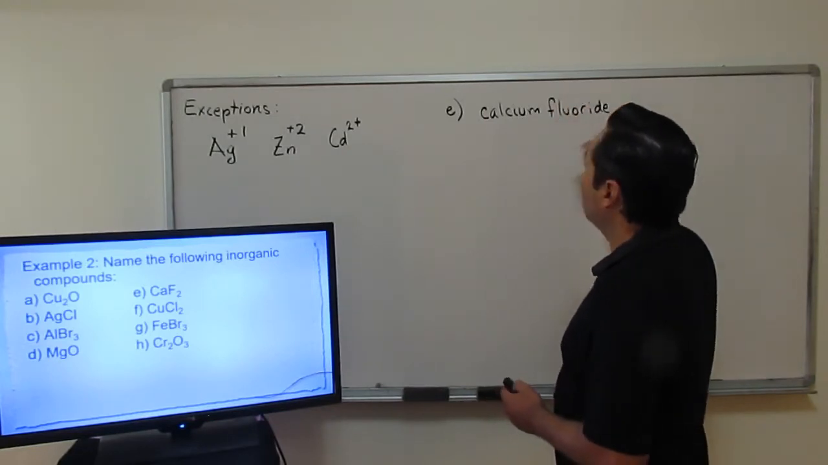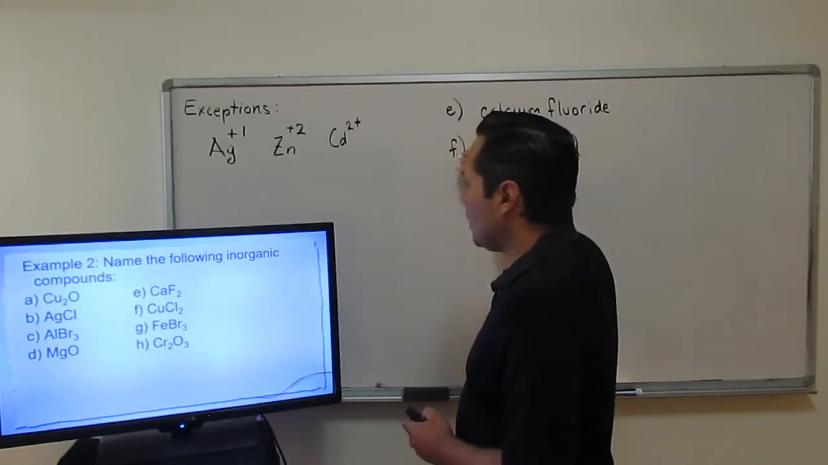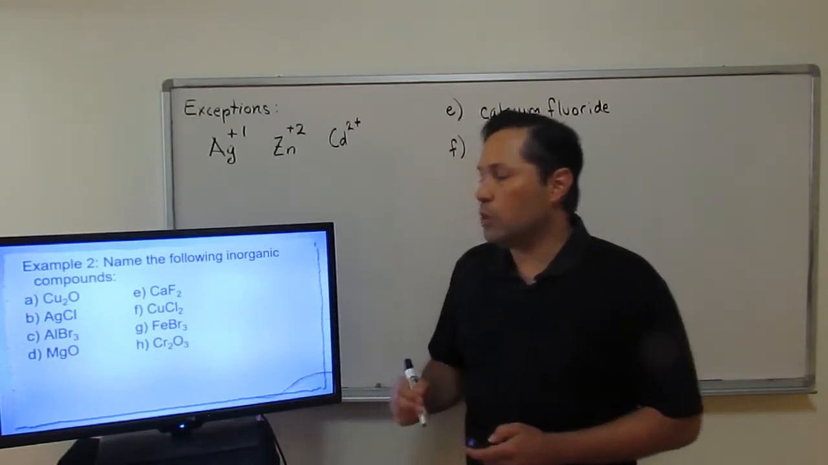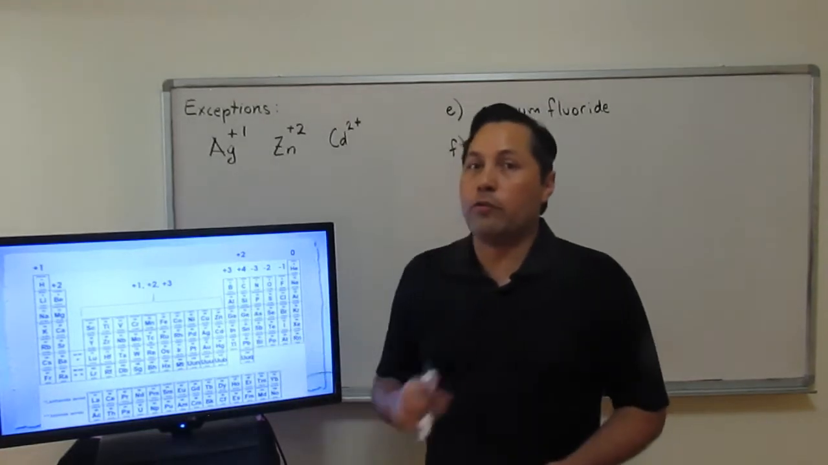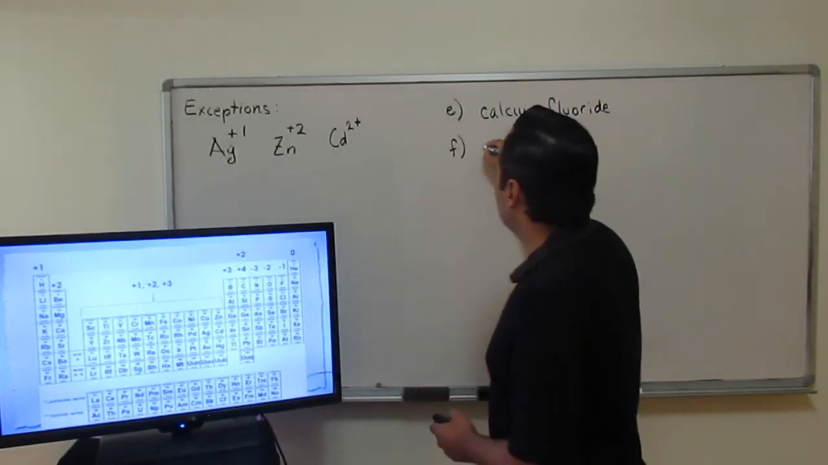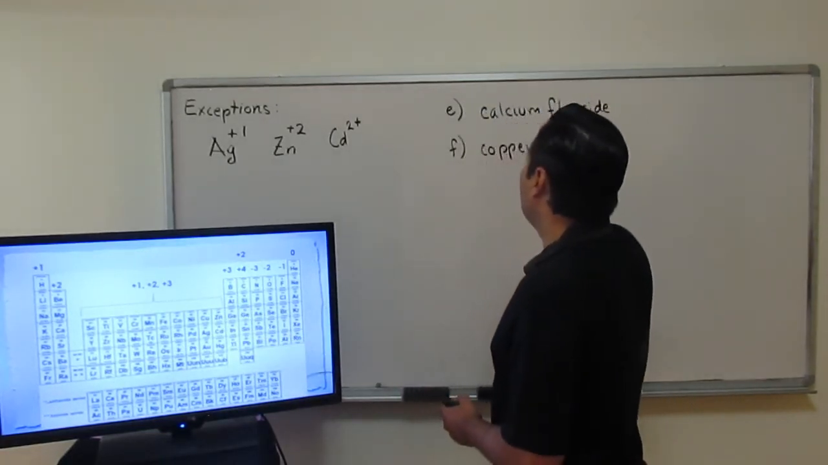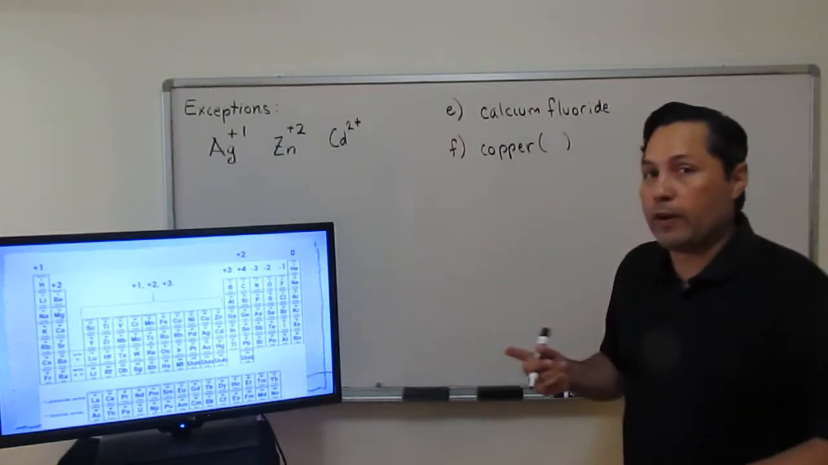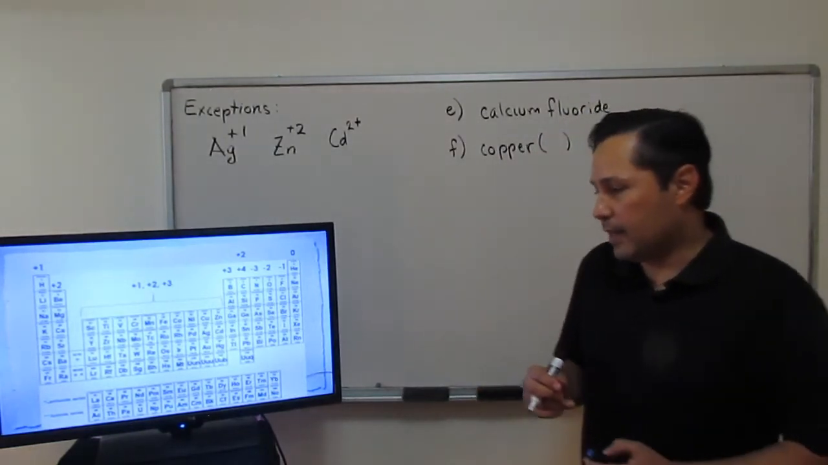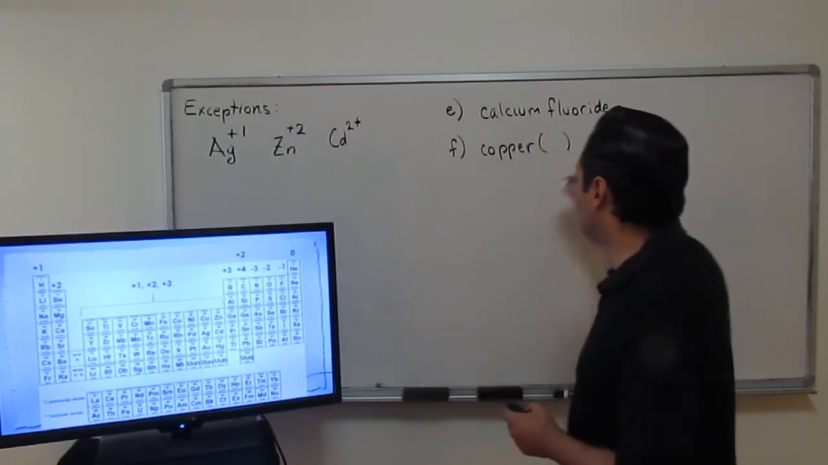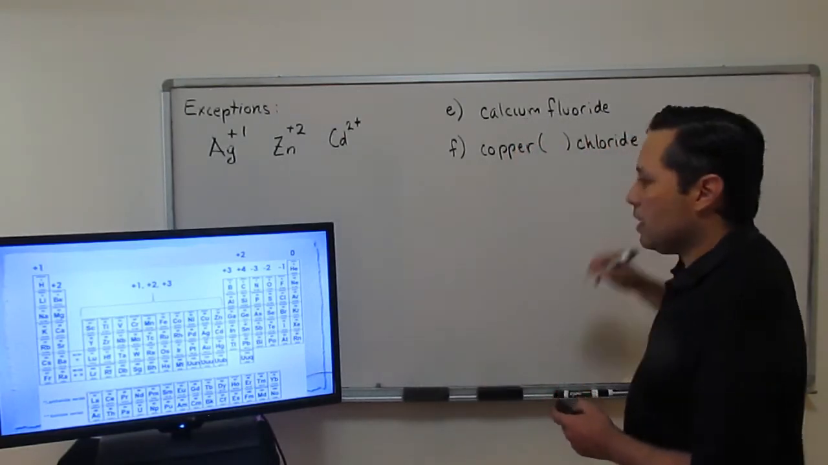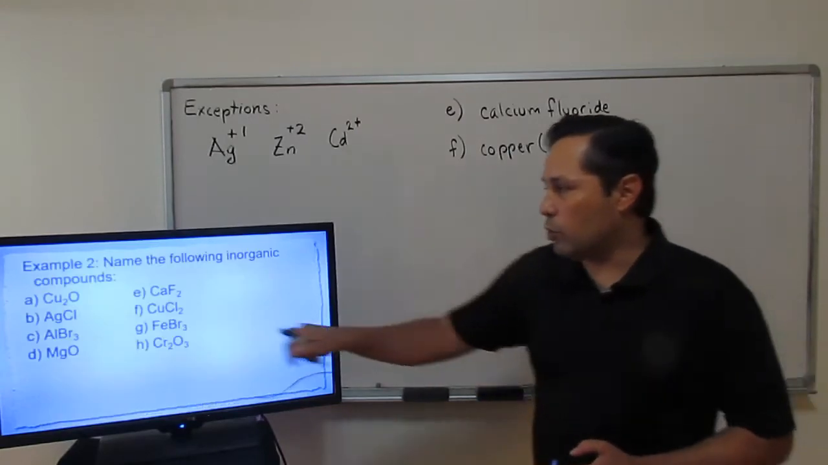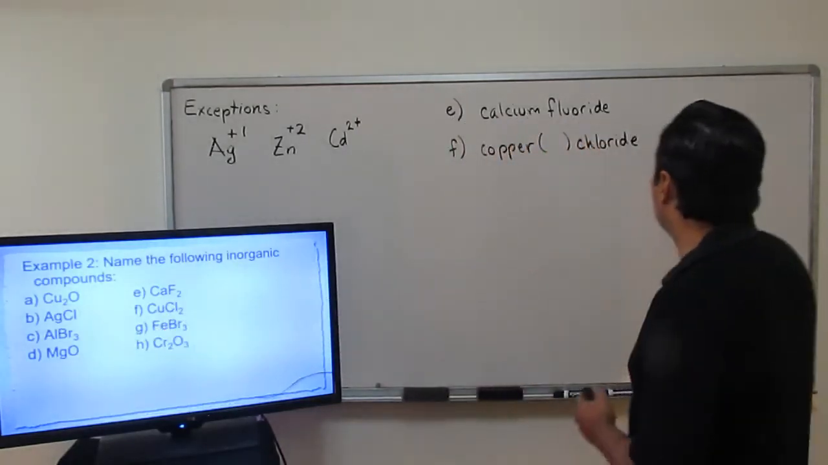Next one, CuCl. There's Cu. Notice it is a middle block, so therefore it does need a Roman numeral. Copper, blank parentheses, we'll figure out in a second. And the second element was Cl, so it's chlorine. So we change it to chloride. Alright, the formula that was given to us was CuCl2.